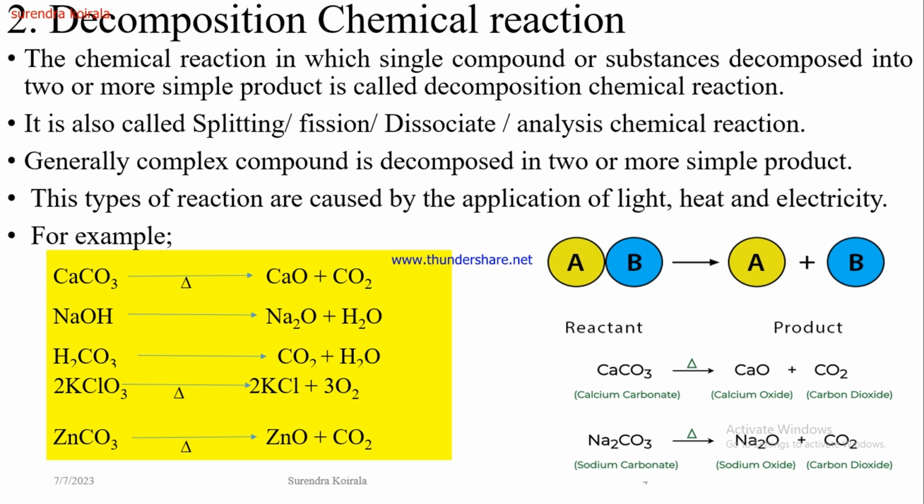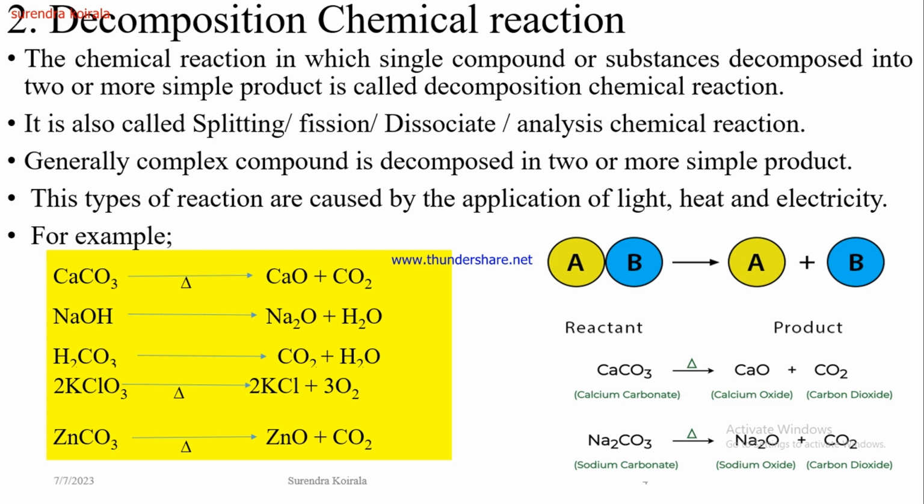That's why decomposed means the splitting of complex matter into a simpler form of matter. They generally proceed by the application of light, heat, and electricity. For example, you can see on the right hand side of the screen, A plus B act as the reactants, and A and B are separating from each other due to the heat.